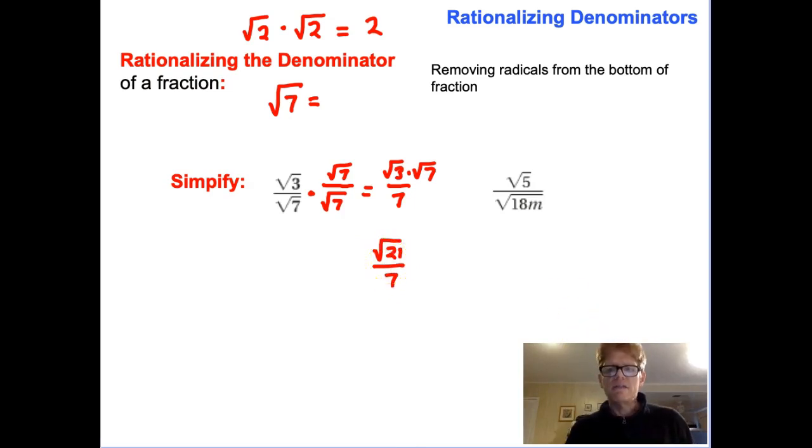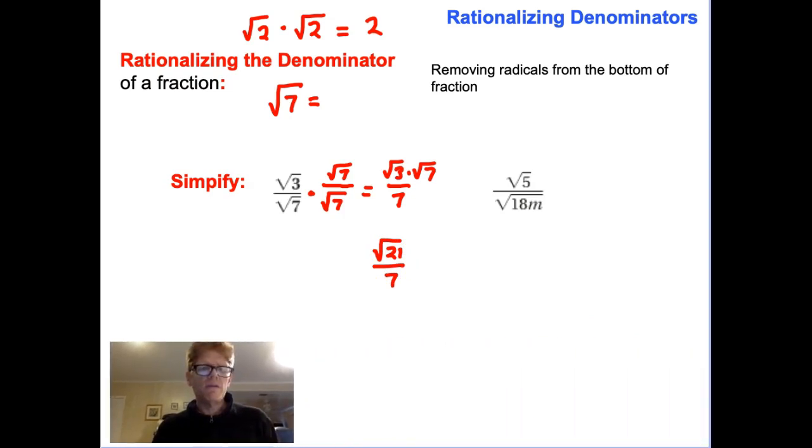Let's take a look at another one. Let me move over here, and we'll try this one. Square root of 5 over the square root of 18m. Once again, we cannot have our radical in the denominator, so we're going to have to multiply by the square root of 18m on the top and on the bottom. And when we do that, on the bottom, we'll get simply 18m. What does that leave us with on the top?